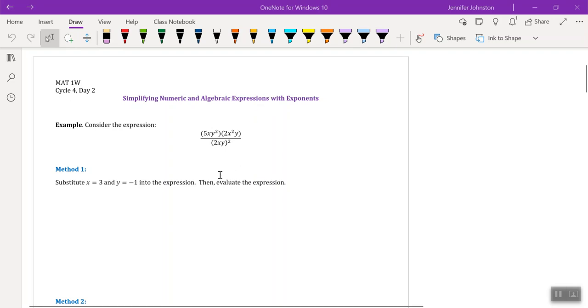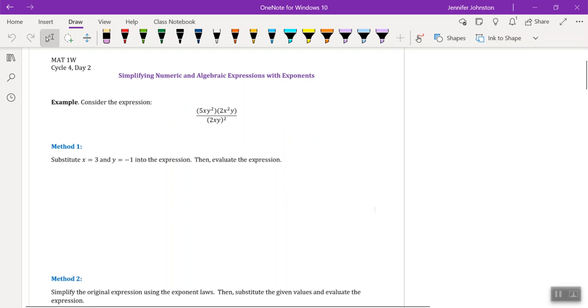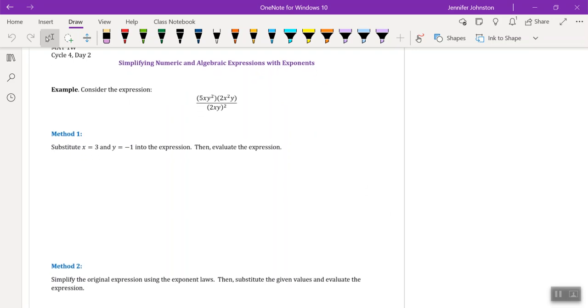Okay, again, this is similar to what we saw in cycle 2, where we had to put things together and simplify using exponents. So method number 1: we are going to substitute x is equal to 3 and y is equal to -1 into the expression and then evaluate. Okay, so let's go ahead and do that.